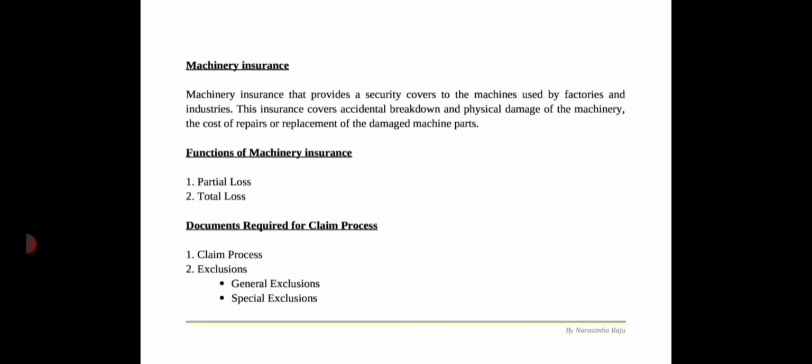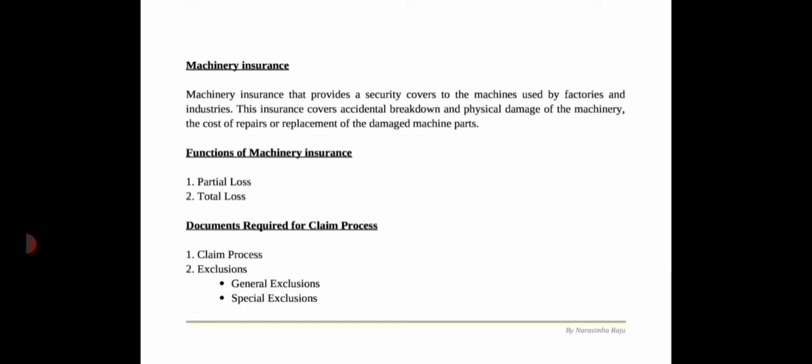The insurance policy covers the loss due to sudden and accidental machinery damage emerging from both internal and external causes. Some of the causes can be short circuit, structural defects, loosening of parts, excessive speed and lack of lubrication.